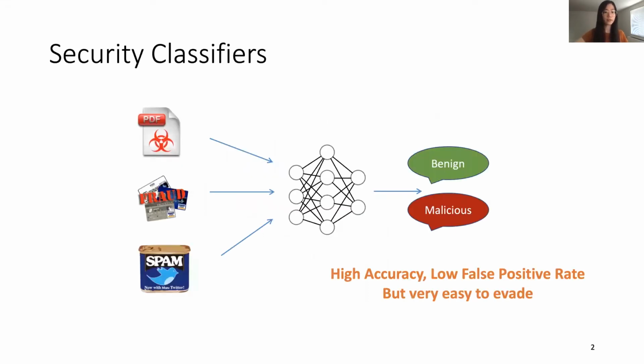Security classifiers are used to detect malware, online fraud, Twitter spam, and all sorts of malicious activities. We can train these classifiers with almost perfect accuracy and extremely low false positive rate. However, they are very easy to evade.